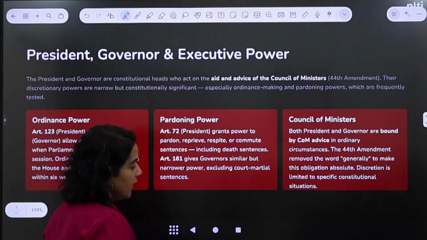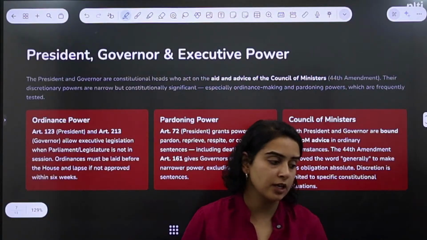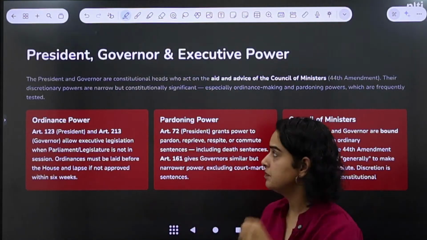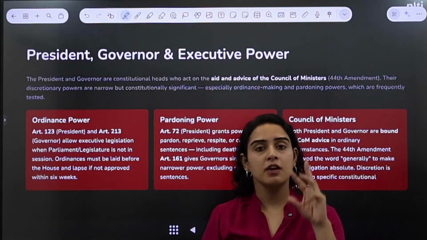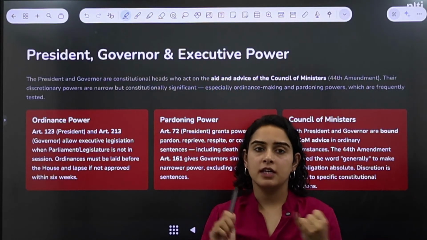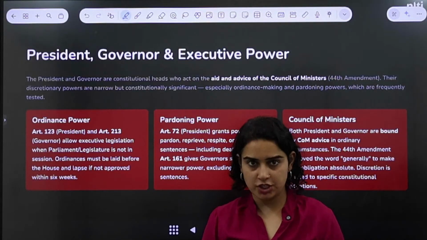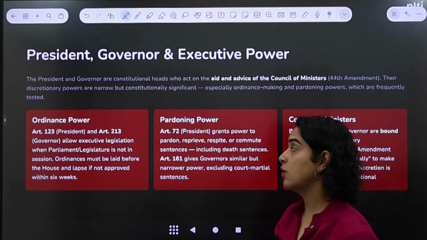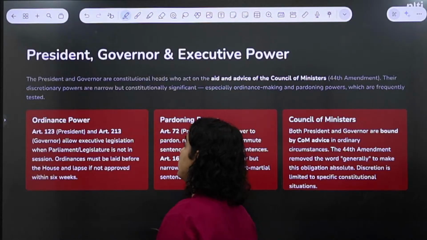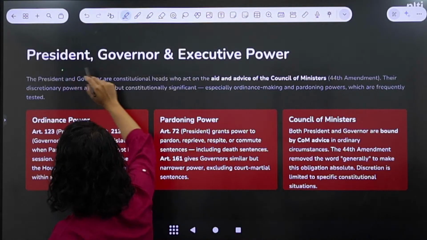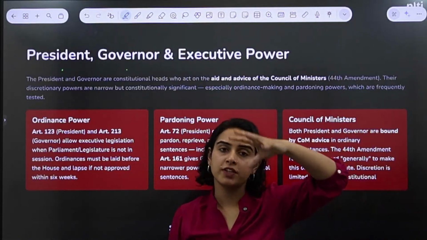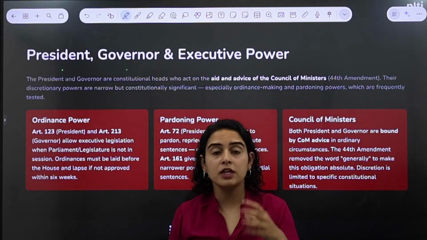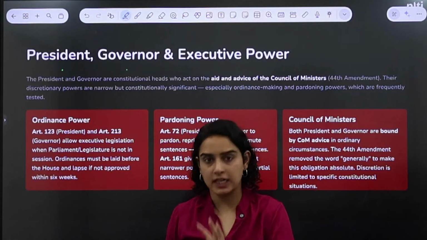Okay, moving ahead, the next important concepts that can be tested are President, Governor, and Executive, which basically means we have three organs in the government: legislature, executive, and judiciary, right? Executive is one of the organs. Now, executive here includes President and Governor, okay? President is the constitutional head of the entire country. Governor is the constitutional head of the state, right?